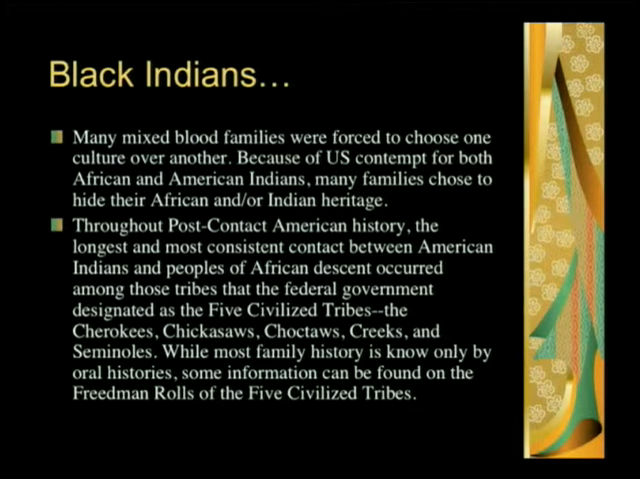So throughout post-contact American history, the longest and most consistent contact between American Indians and people of African descent occurred among those tribes that the federal government designated as the five civilized tribes, that is, the Cherokees, Chickasaws, Choctaws, Creeks, and Seminoles. While most family history is known only by oral histories, some information can be found, for example, in the freedmen rolls of the five civilized tribes. That's how I knew my ancestry, because great-great-grandpa was on the freedmen rolls of the Choctaw.